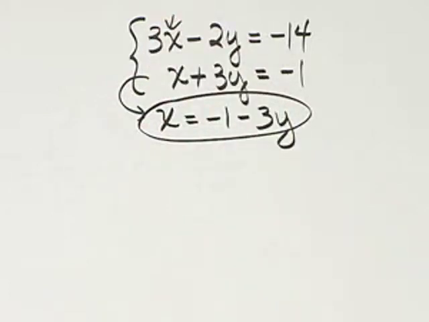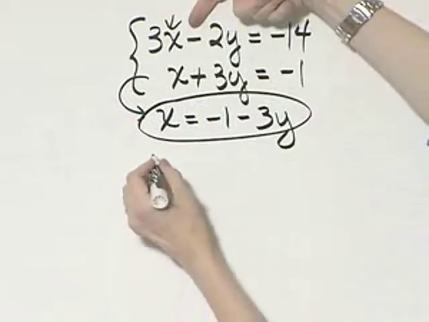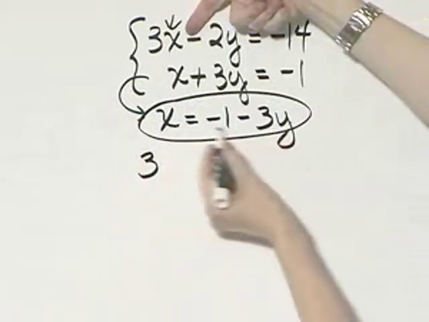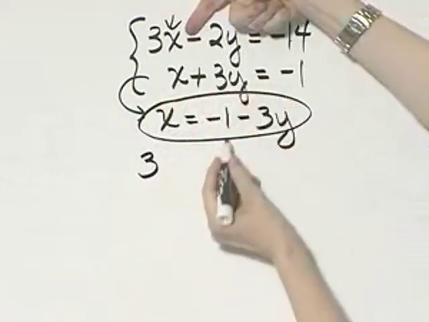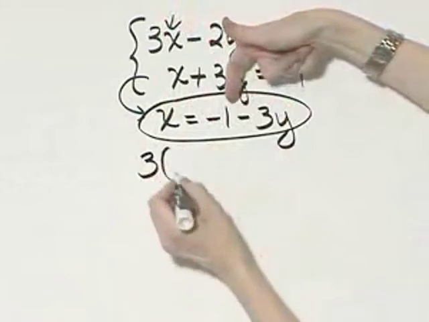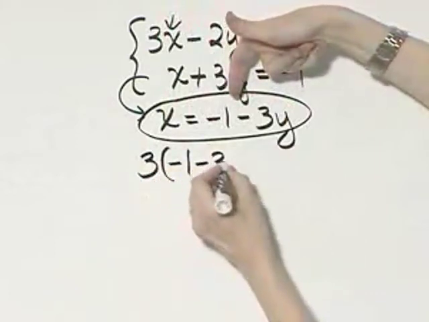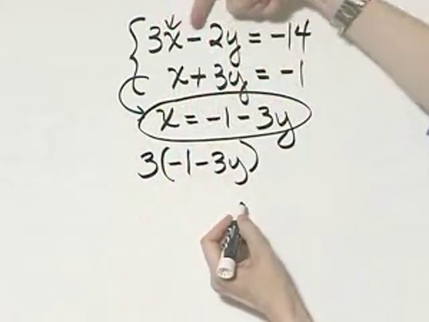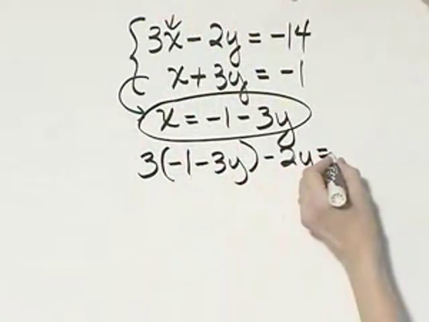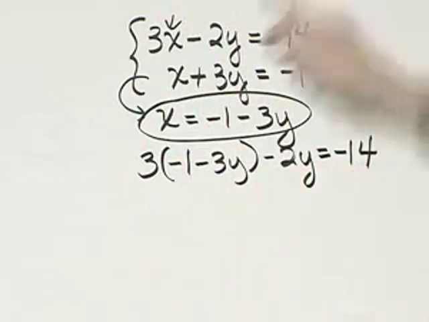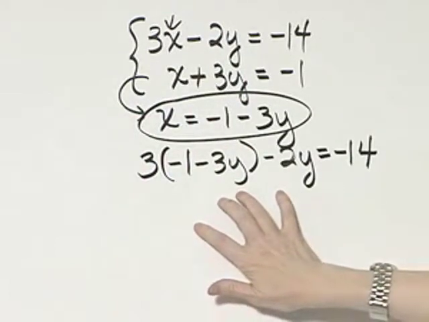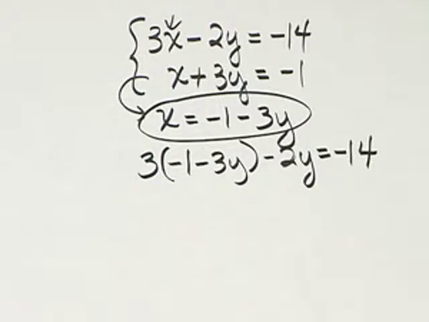Very, very important. I'm now going to write down the other equation, but instead of x, I'll write down what x is according to what I just did. So I'll have 3 times, instead of x, I'll write -1 minus 3y, then continue, minus 2y is equal to -14. And notice what we have. We have an equation in a single variable, that variable being y.